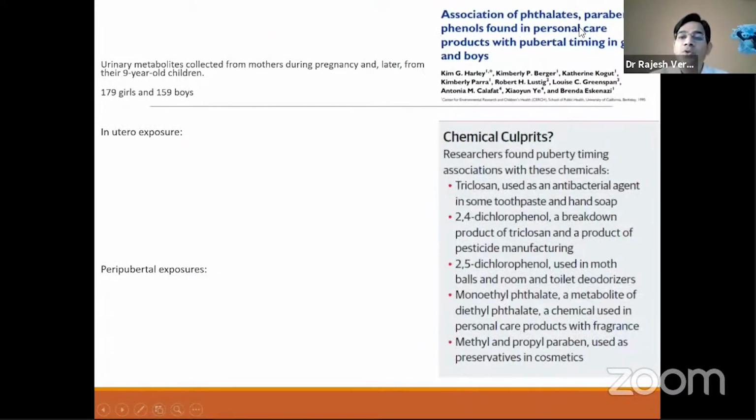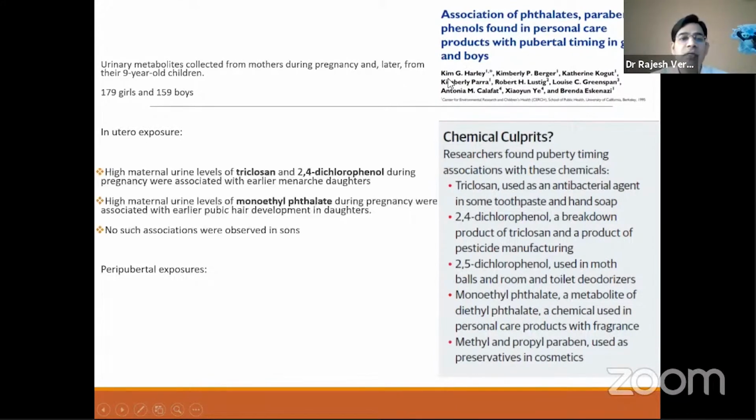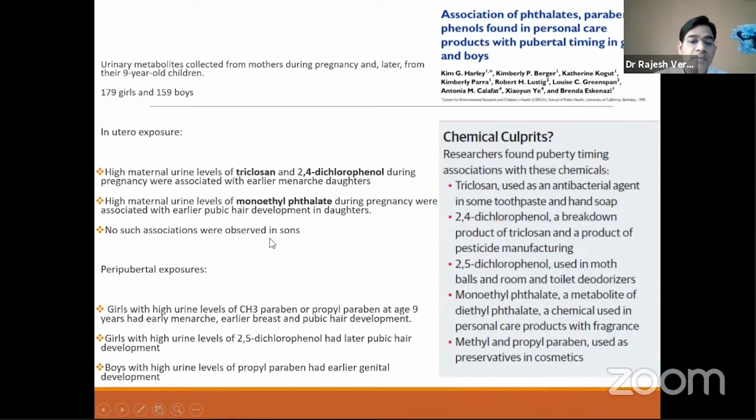Another study: association of phthalates, parabens, and phenols found in personal care products with puberty timing in girls and boys. This study said that high maternal urine levels of triclosan were associated with early menarche in daughters, and high maternal urine levels of phthalates were associated with early pubic hair development. Similarly, girls exposed to high levels of parabens had early breast and pubic hair development.